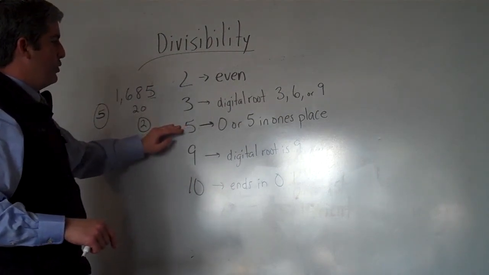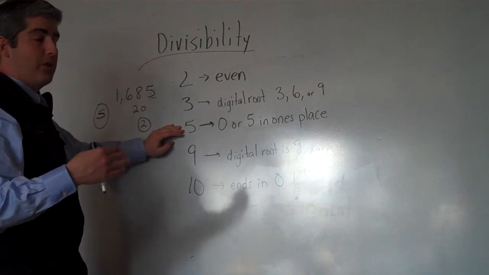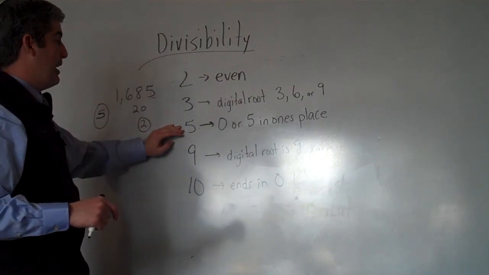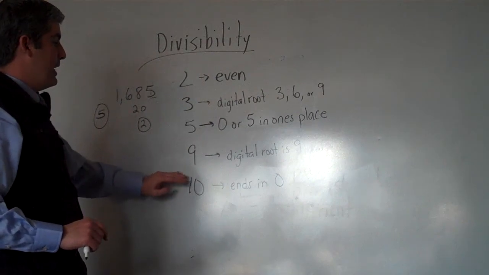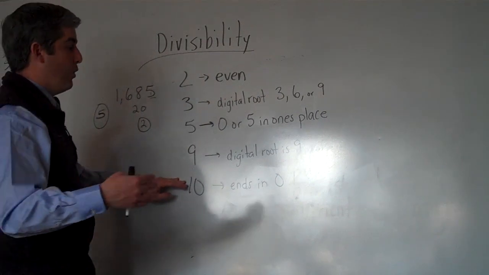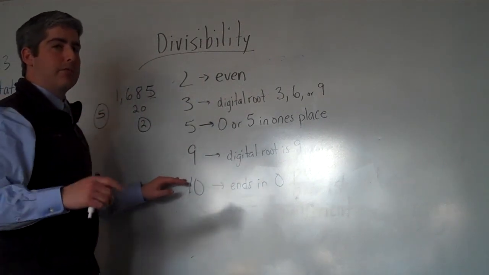The divisibility rule for 5 is if there's a 0 or 5 in the ones place, it's divisible by 5. For 9, if the digital root is 9, it's divisible by 9. And for 10, if it ends in 0 or there's a 0 in the ones place, it's divisible by 10.